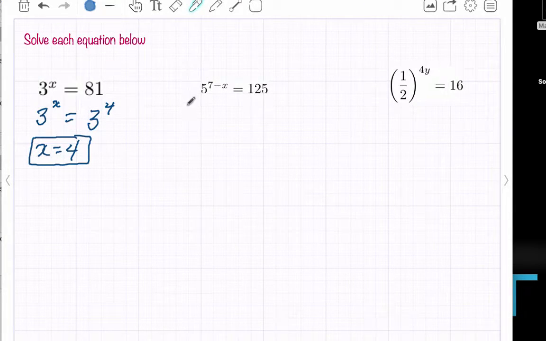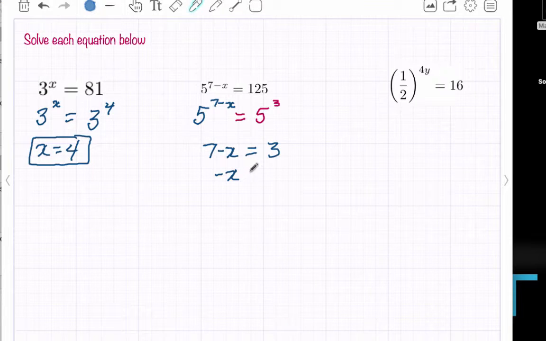So in our second example here, we can just leave 5 to the 7 minus x alone, and we're going to rewrite that here below. And then if we want, we know that 125 is just 5 cubed. Okay, so we can go ahead and do that. Now, the one-to-one property says if the two bases are the same, then the exponents have to be the same. And so we have 7 minus x. Okay, and the idea of that is the property of equality. So we have 7 minus x equals 3. That means negative x equals negative 4. And so x equals 4.